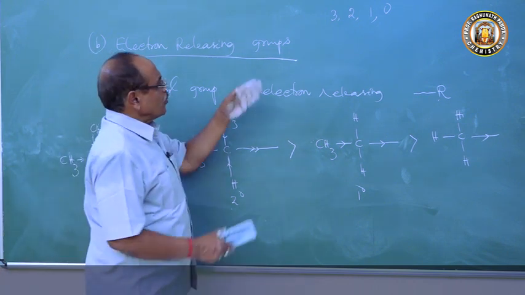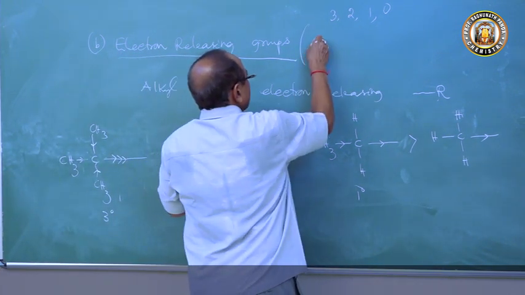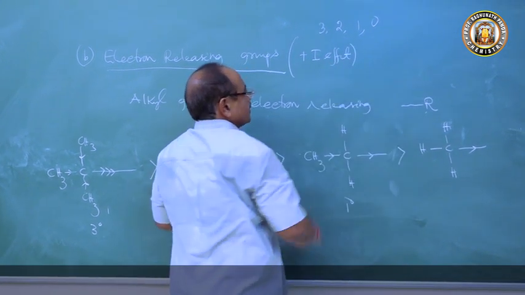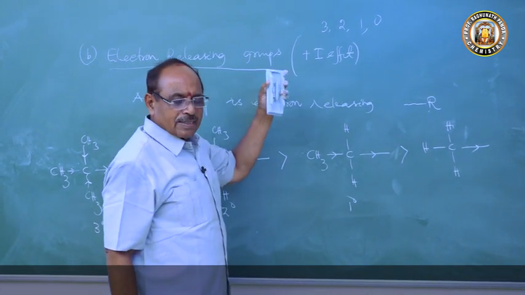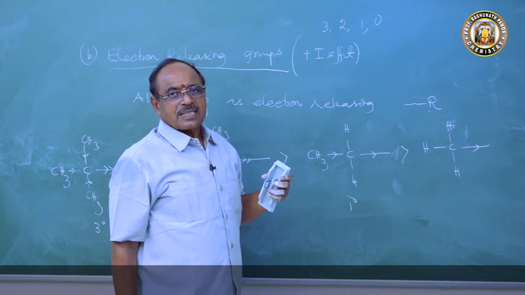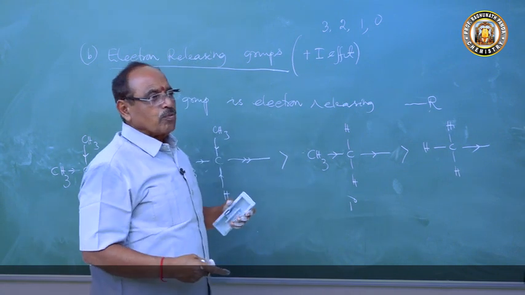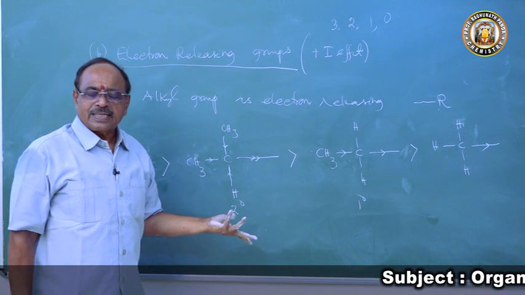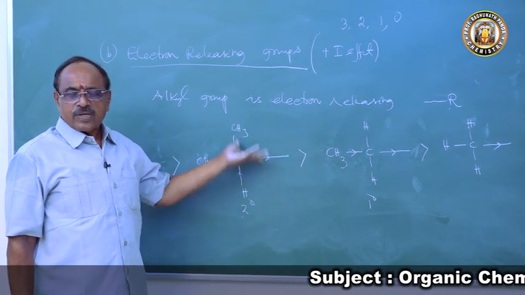So all these groups, they will cause what? They will cause plus I effect. And all those electron attracting groups will cause what? Minus I effect. Now we'll come to what are the characteristics of this inductive effect. This is what is the cause of inductive effect, and there are what types of inductive effect.